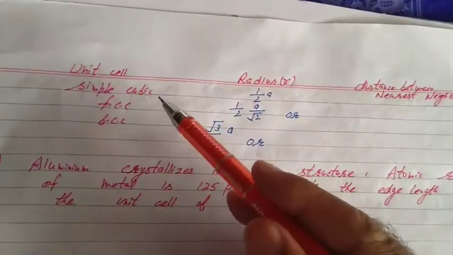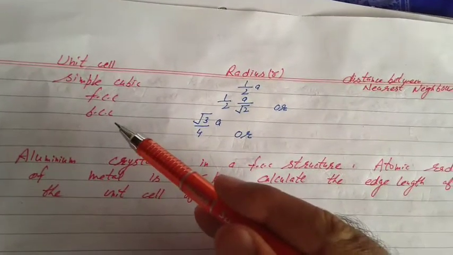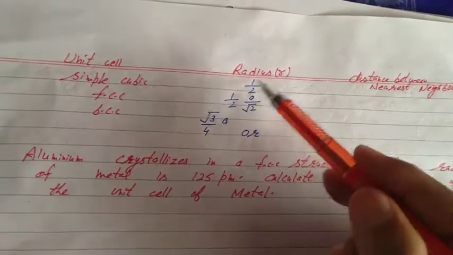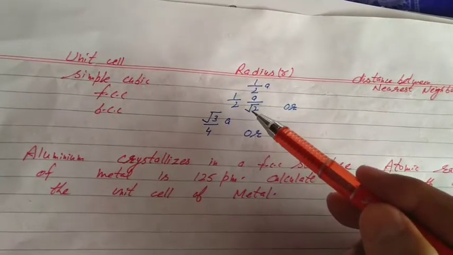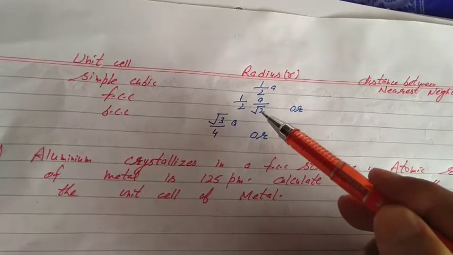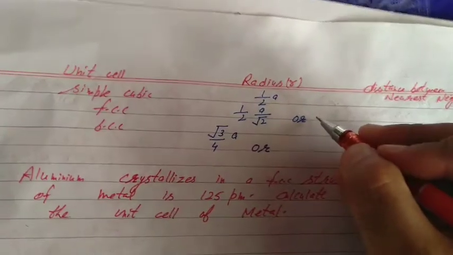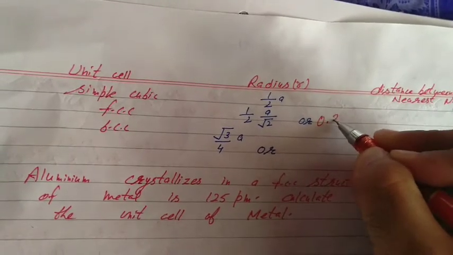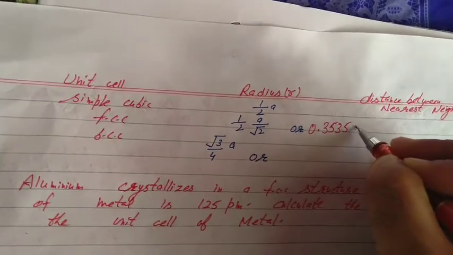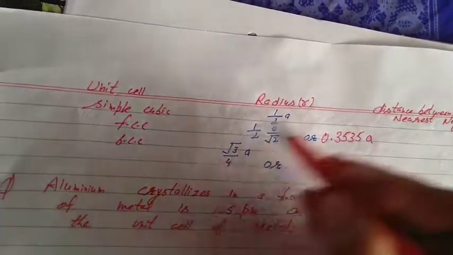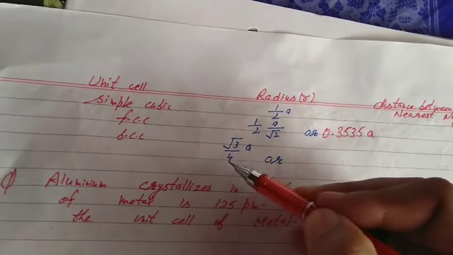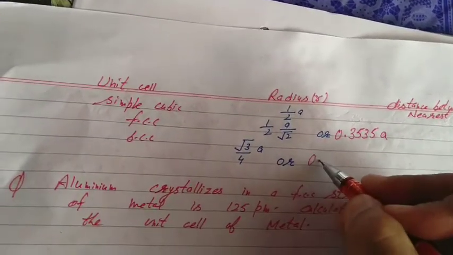the given unit cell may be simple cubic, BCC and FCC. What is the radius, students? For simple cubic, radius is equal to half a. For FCC, R is equal to half a upon root 2. Half a upon root 2, you know root 2 is equal to 1.414, or we can say it equals 0.3535a. If we put root 2 and solve it, it becomes 0.3535a. For BCC system, what is the radius? Root 3 by 4a. Root 3 is 1.73, if we solve it, it becomes 0.433a.